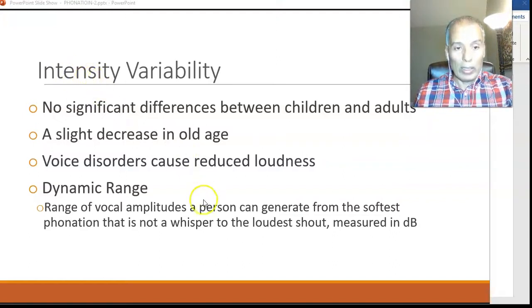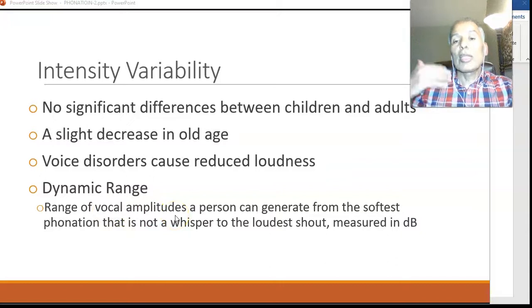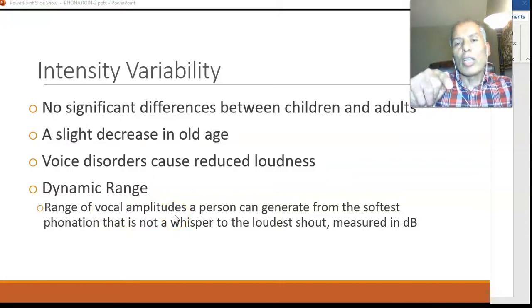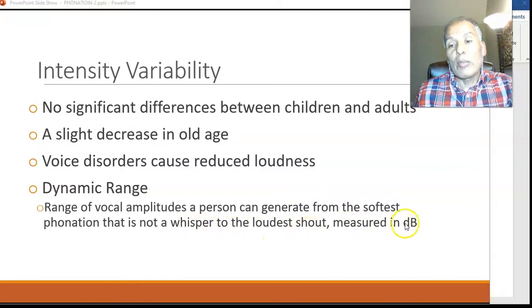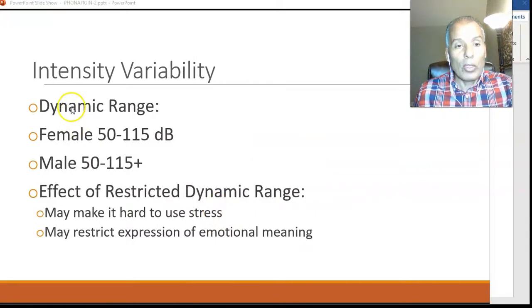their intensity easily. A dynamic range is the range of vocal amplitudes that a person can generate, from the softest phonation to the loudest phonation. So the softest phonation, that is not a whisper, because whisper is not phonation. In whisper, the vocal folds don't vibrate. So to the loudest shout that a person can make in decibel. So dynamic range is measured for females, 50 decibel to 115 decibel. Your female's voice can reach 115 decibel.